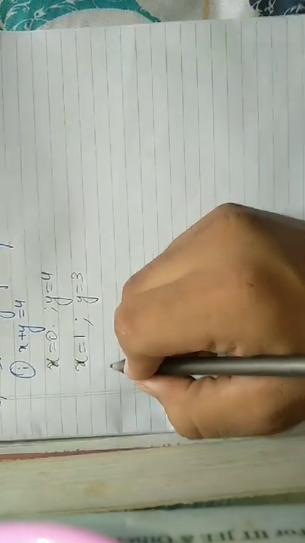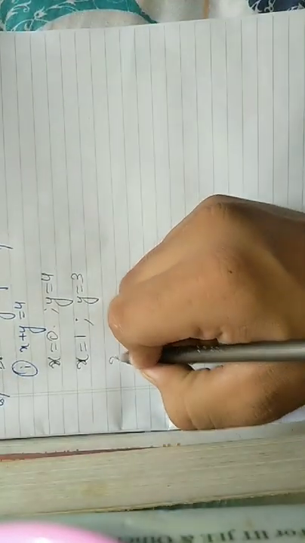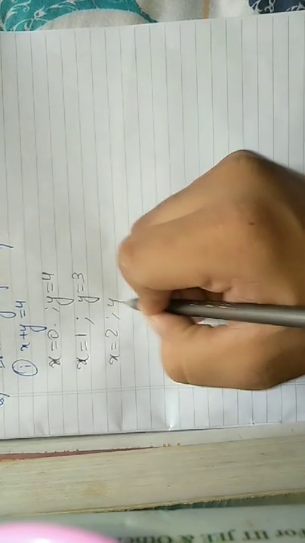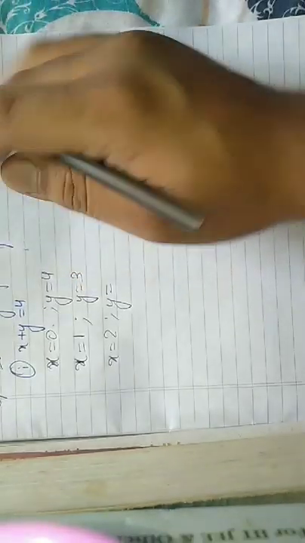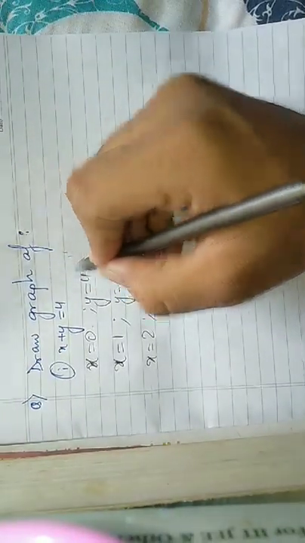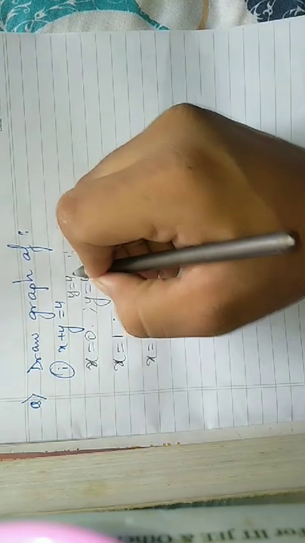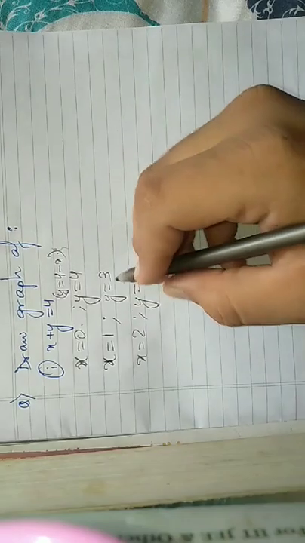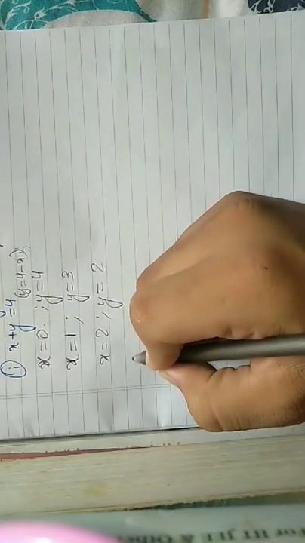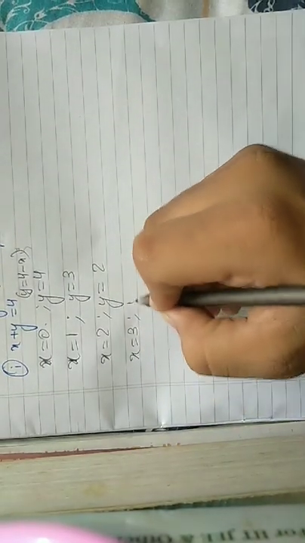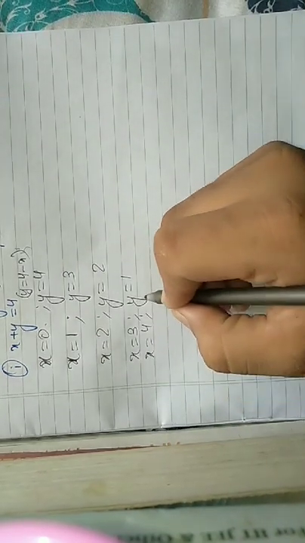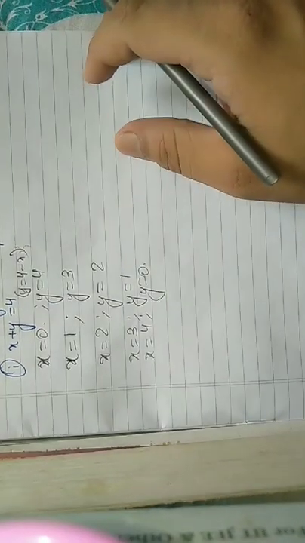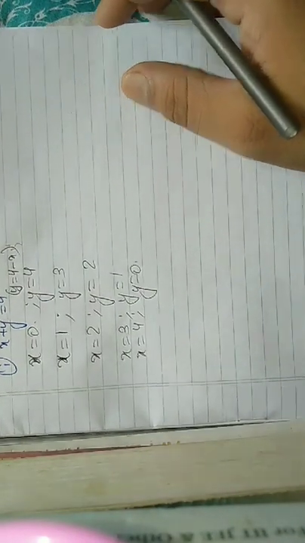So as you increase the value of x, you will see that the value of y keeps on decreasing. For x equal to 2, y is equal to 4 minus x, so 4 minus 2 gives you 2. Similarly, for x equal to 3, y is equal to 1. For x equal to 4, y is equal to 0, right? So these kind of values we have got.